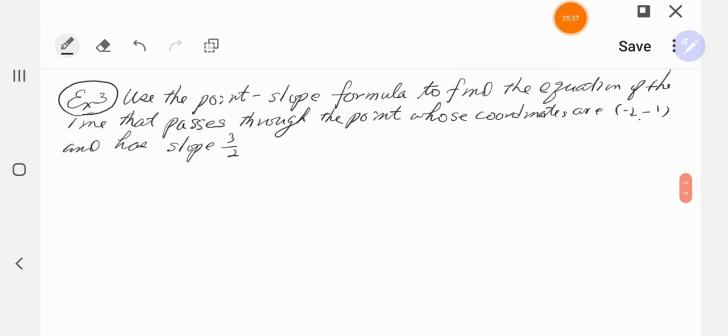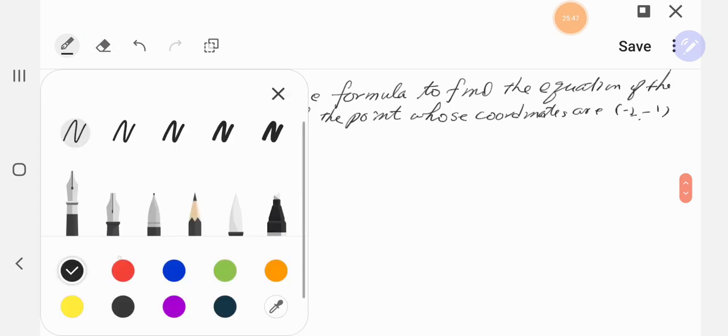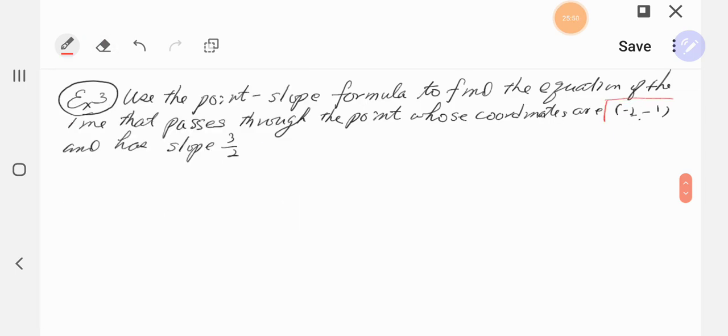Okay, example number 3. This time we want to use the point-slope formula to find the equation of the line that passes through the point whose coordinates are -2 and -1. So this is a point, right? The line is passing through this point, and the slope is 3/2. So this is the slope, right? So what is the point-slope formula? Y minus y1 is equal to m times x minus x1.